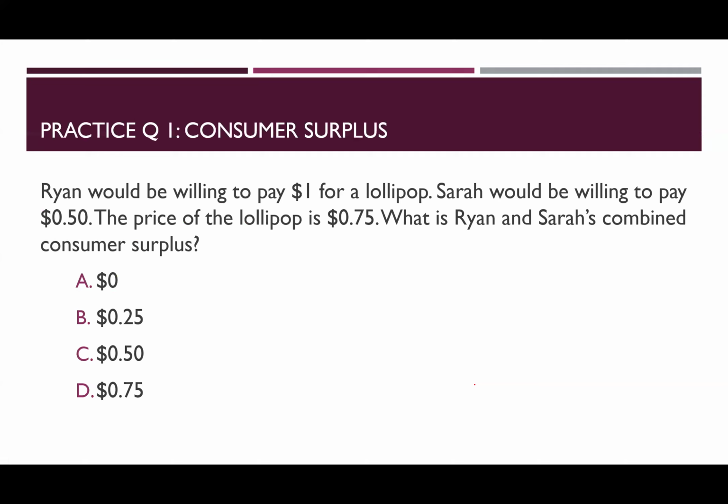All right. So let's do another practice question. We have Ryan and Sarah who are both wanting to purchase a lollipop, and the lollipop is priced at 75 cents. Ryan is willing to pay $1 for it, and Sarah's willing to pay 50 cents. We want to know what is their combined consumer surplus. For Ryan, we subtract from his $1 willingness to pay the actual price of the lollipop, and that gives us 25 cents, right?